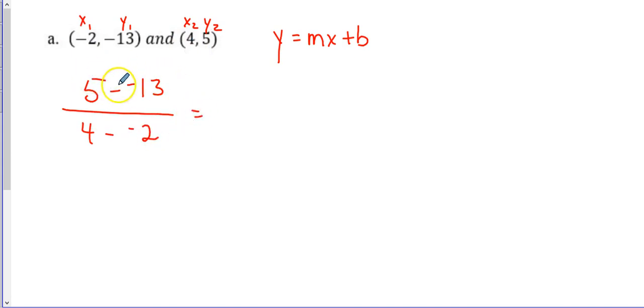Okay, 5 minus negative 13 is the same as plus positive 13, so that's 18. This is the same as 4 plus positive 2, that's 6. So my slope is going to be 3. So I'm going to put a 3 for M.